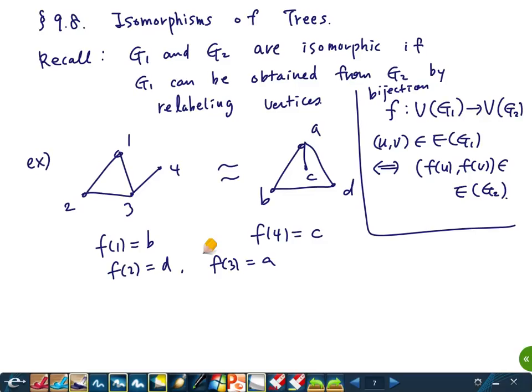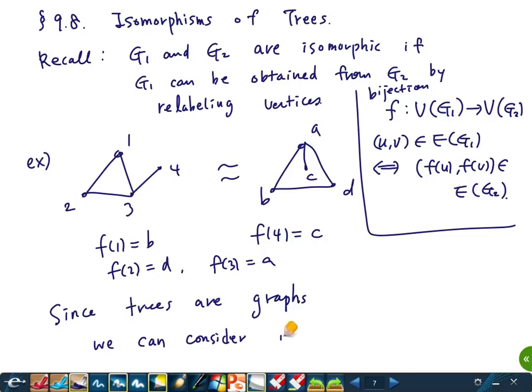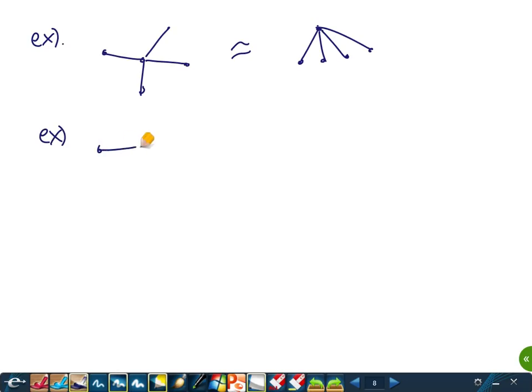But what about trees? Trees are graphs, so we can also consider tree isomorphisms. Two trees are isomorphic if they are isomorphic as graphs, right? So, for example, this tree is isomorphic to this tree, right? We can just say this is the same vertex as this, they're the same. And this is not isomorphic to this.